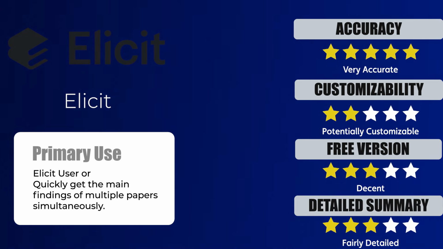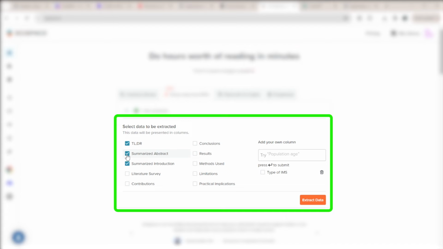And then I can select the data to be extracted. So I'm going to get a summarized abstract, results, conclusions, and methods used, and I will leave it at that. And then you can add your own column there. I'm going to click extract data. So this has added this into my library here.